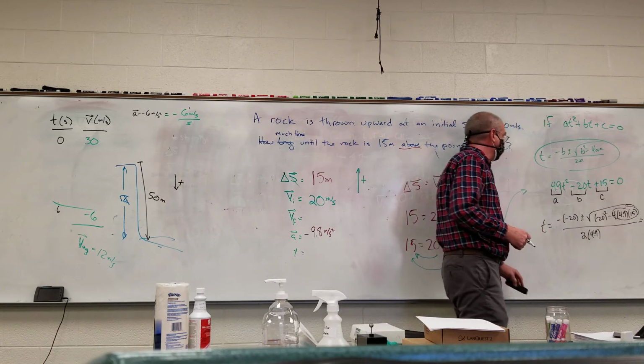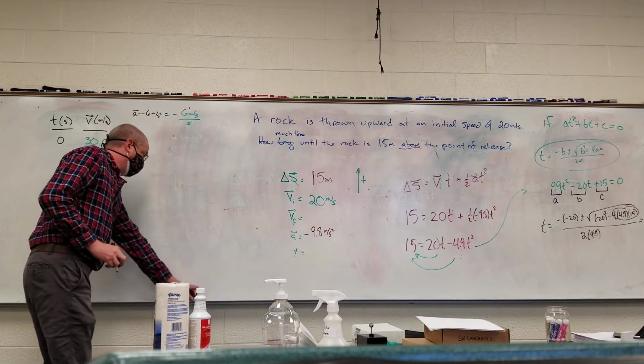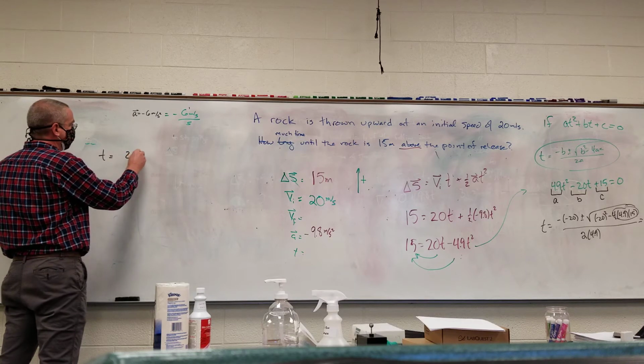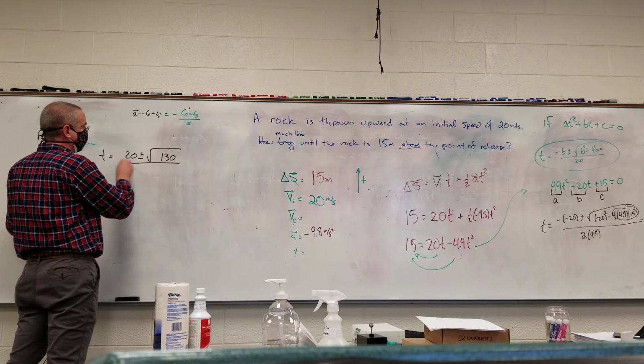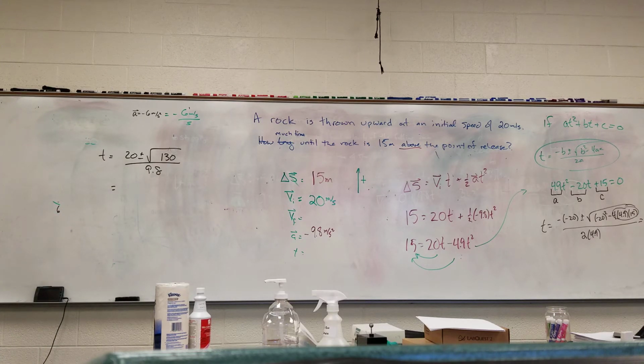I think I'm off camera screen there, so let's mosey back over here. All right, so we have time is equal to 20 plus or minus the square root of 400 minus 270, which is 130, divided by 9.8. And what are the two answers?